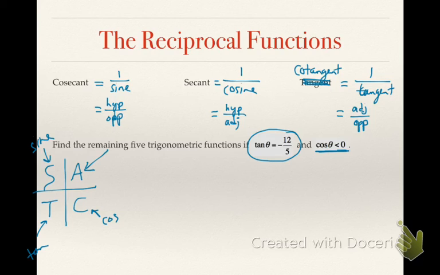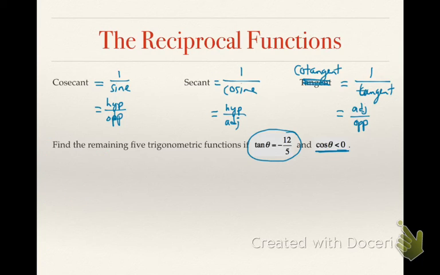So if you're looking at the trig function tangent, notice that we're given tangent is equal to negative 12 over 5. Tangent is less than 0, or negative, in quadrants 2 and 4. Because in order for that to be negative, one of sine or cosine has to be positive and one has to be negative, because it's sine over cosine.